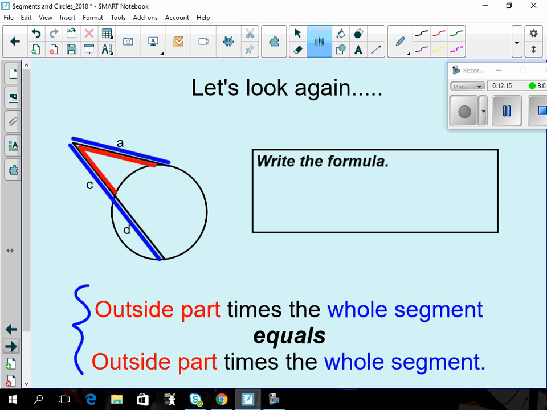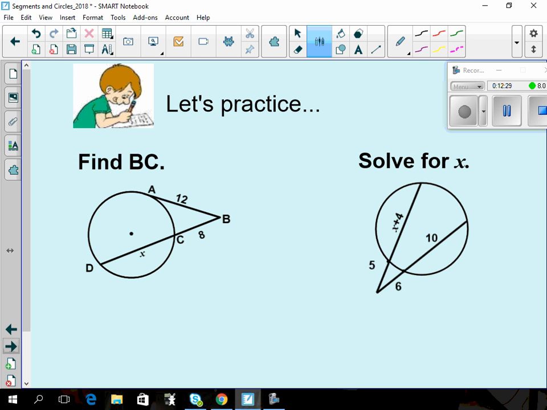It's the same thing. How about this one? What do you think? Outside times the whole, outside times the whole. It's the same thing. So I don't care if you have tangents, tangents and secants, or just secants. It doesn't matter. You're still going to use the same formula. Okay? Perfect. Let's try some.